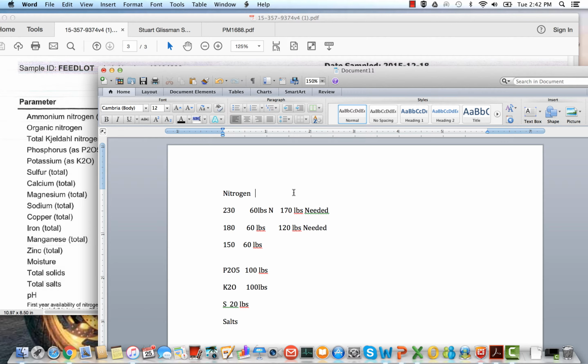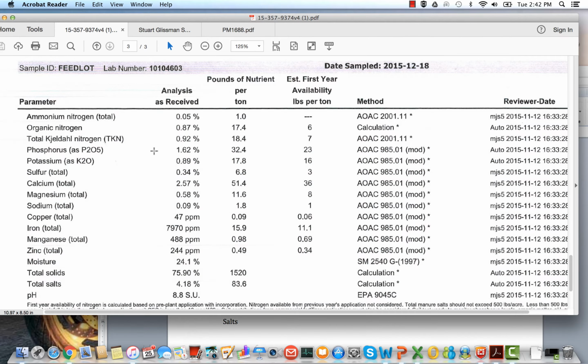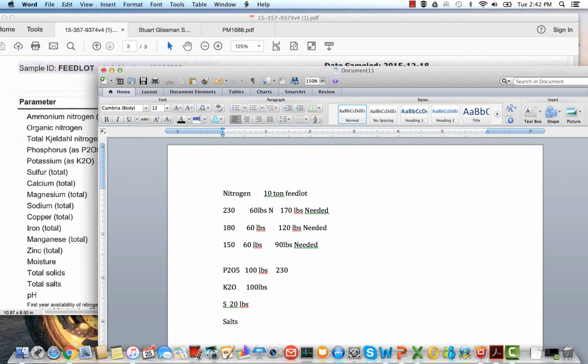So let me write this up here so I don't forget it: 10-ton feedlot manure. That's going to leave us with 90 pounds needed. On the P2O5 side, 23 pounds per ton. So simple math, right? With a 10-ton rate, that's 230 pounds P2O5. So we don't need to apply any additional, and really that's a 2-year spread there. I've spaced these out so it's a little easier to read.